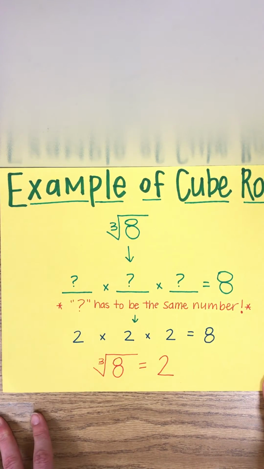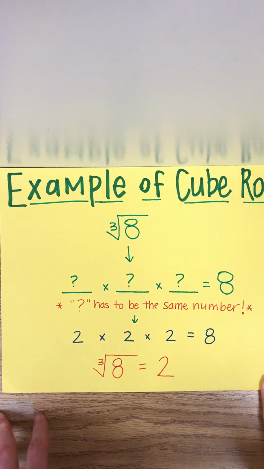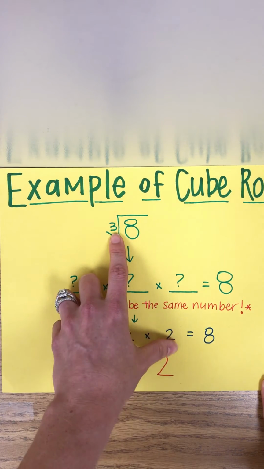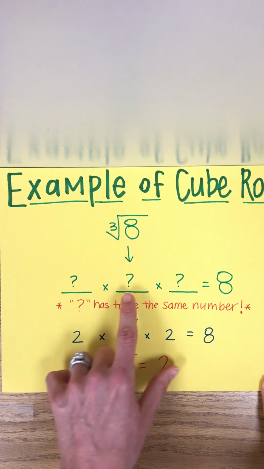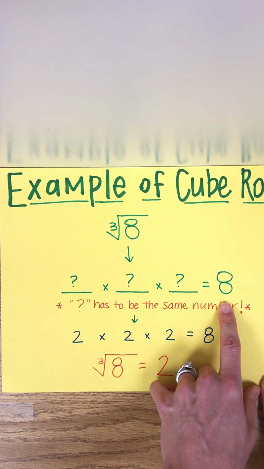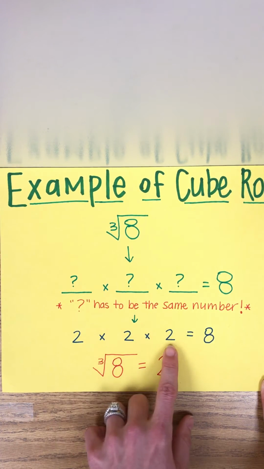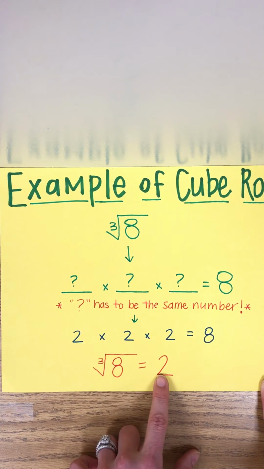The examples you will see for cube roots will look like this. It looks very similar to what you see in the square root symbol, except there's a 3 in this corner. This means we're trying to figure out what number is being multiplied by itself 3 times to get the number 8. Since 2 times 2 times 2 is equal to 8, we know that the cube root of 8 is equal to 2.